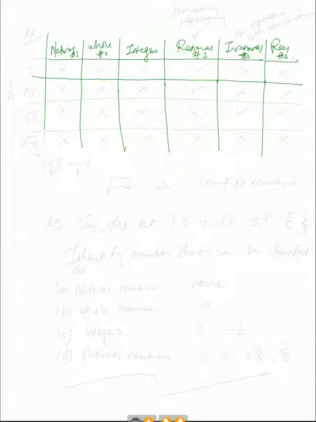Okay, let's start with the first number. Let's talk about the number 0. Okay, is 0 a natural number? Okay, and the answer is no. 0 is not natural. Is he a whole number? Yes. Is he an integer? Yes. Is he a rational? Yes. Is he irrational? Nope. Is he real? Yes.